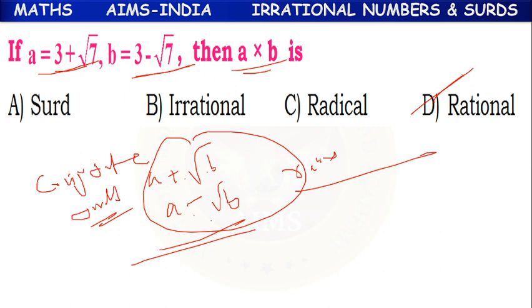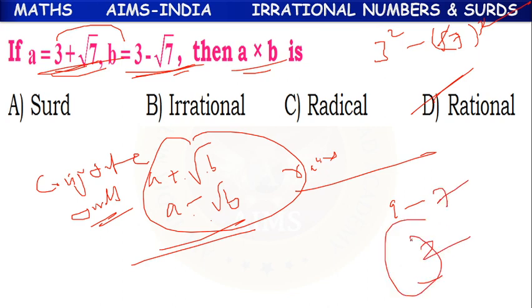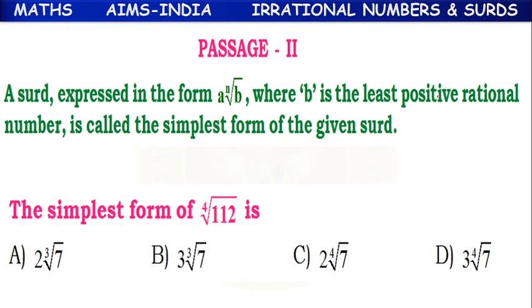So let's cross check once. They are in the form of a plus b, a minus b. If you multiply them, what will happen? A square, 3 square, minus b square, root 7 whole square. 3 square means 9. Root 7 square, the root and square cancel, 7. 9 minus 7, 2, which is a rational number. So D option is the correct answer. 1 minute, children.